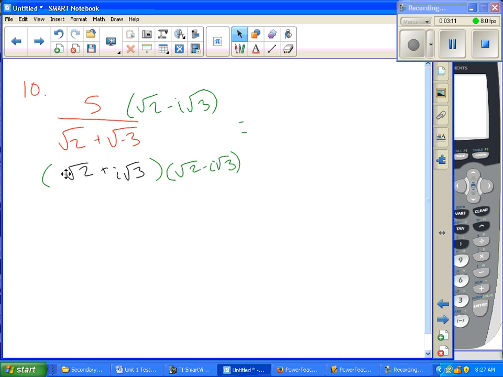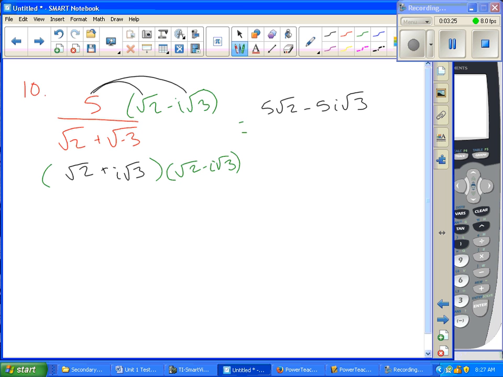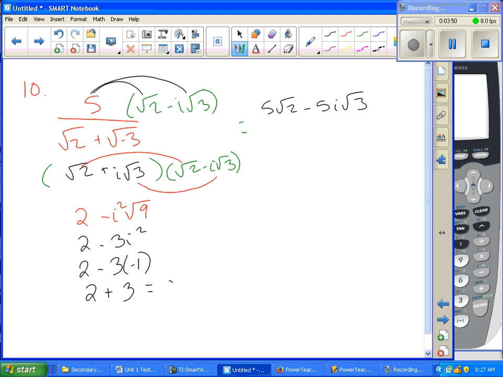Okay, so on the numerator, since there's only a single term on the numerator, I don't have to worry about foiling. I can just distribute. So then I'll get 5 root 2 minus 5i root 3. On the denominator, since those are conjugates, I just need to multiply the first ones together and the last ones together. So root 2 times root 2 is root 4, which is the same as 2. Then I would get negative i squared root 9, and root 9 is just a 3. So 2 minus 3i squared, and then the i squared becomes a negative 1, so I really have 2 plus 3, which gives me 5.